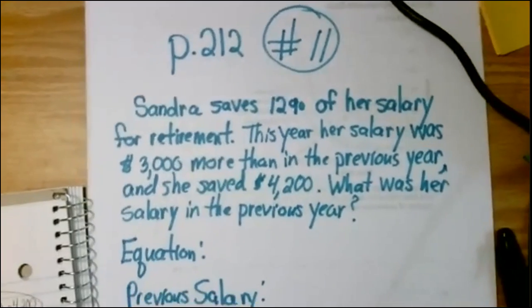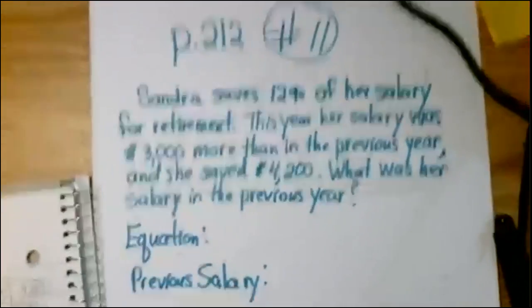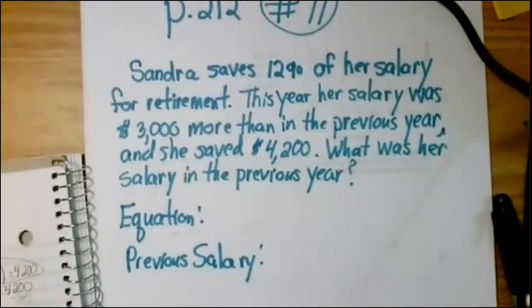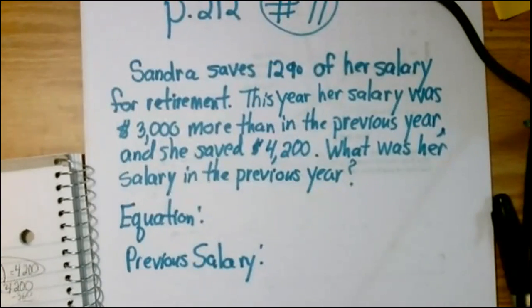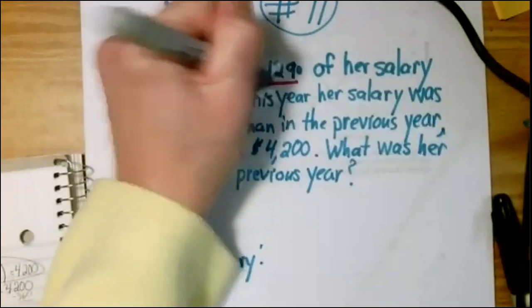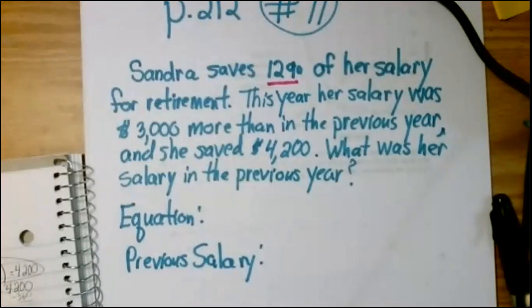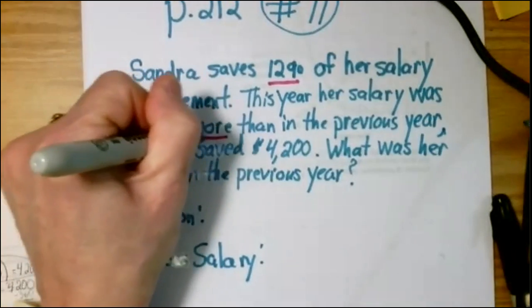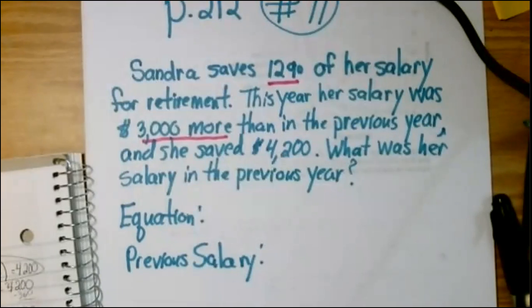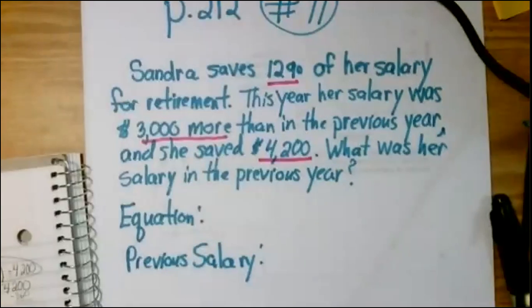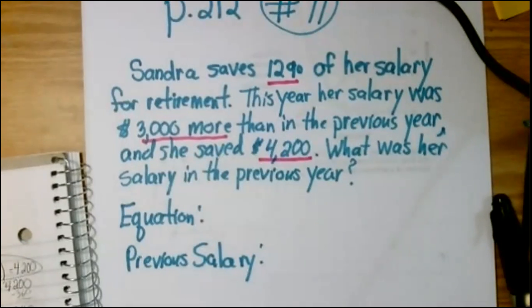Okay, number 11. I've written it out here for you, so you can see all that. Sandra saves 12% of her salary for retirement. Again, we're going to underline the important parts. This year, her salary was $3,000 more than in the previous year, and she saved $4,200. What was her salary in the previous year?